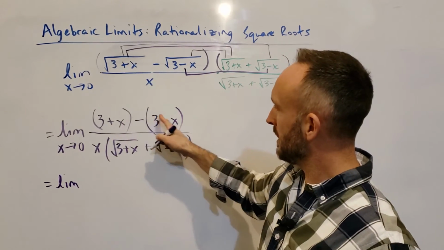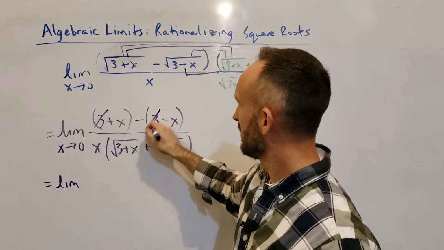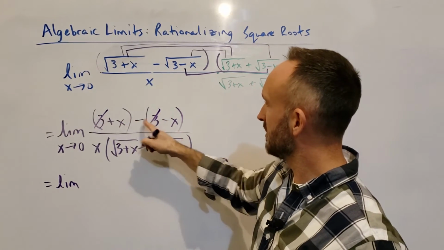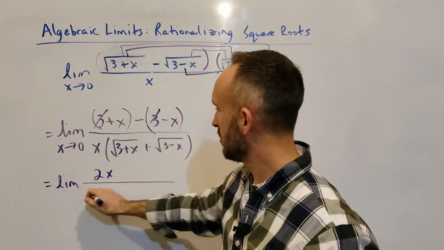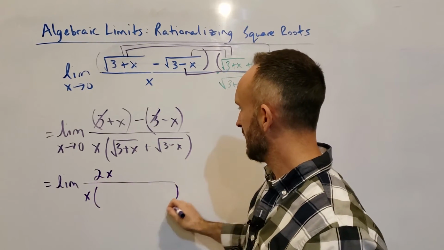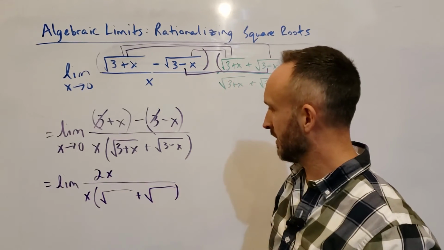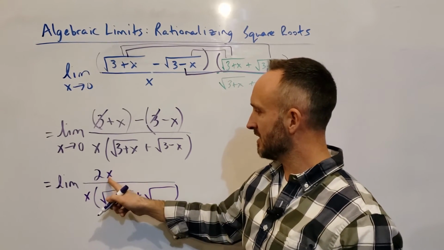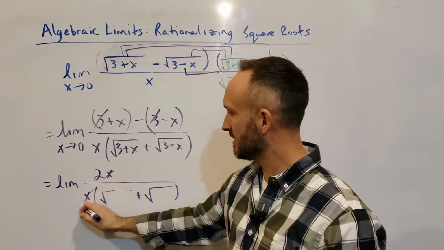If I distribute my negative here, I get 3 minus 3, which is 0. And I get x plus x, so that's 2x. So I get 2x over x times that same binomial. And rather than write it all out, I'll leave it like that. And now the x divided by x is 1, so now I can cancel my x's.